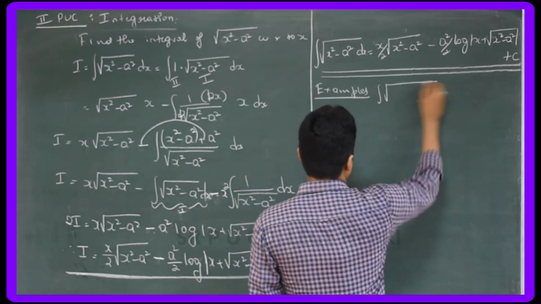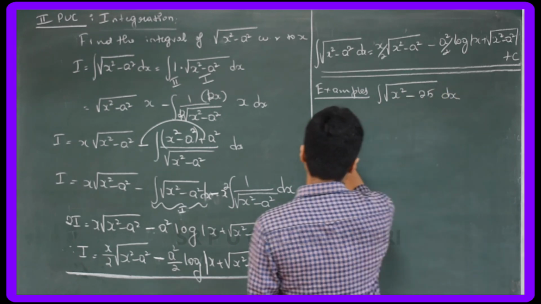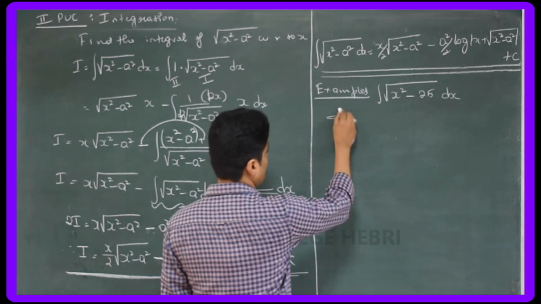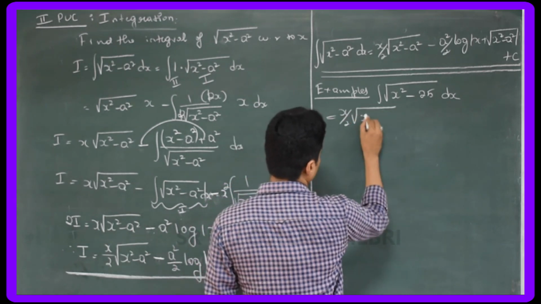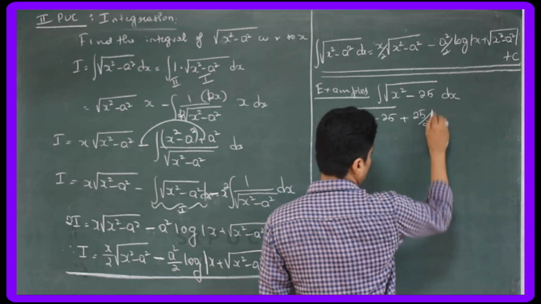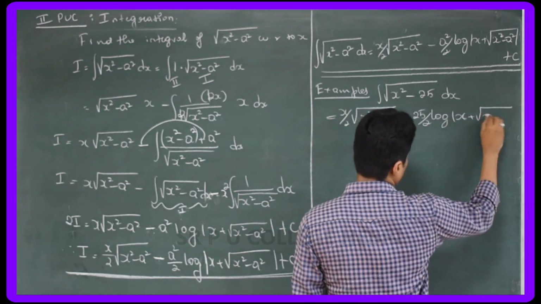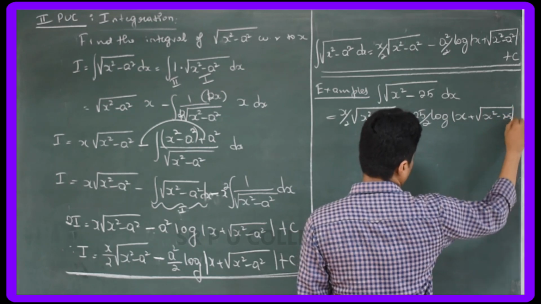First one, suppose the question is like this, root of x square minus 25, a direct question. What is the answer? x by 2 into root of x square minus 25 plus a square by 2 into log of, write it directly, there is no difficulty, x plus root of x square minus 25.